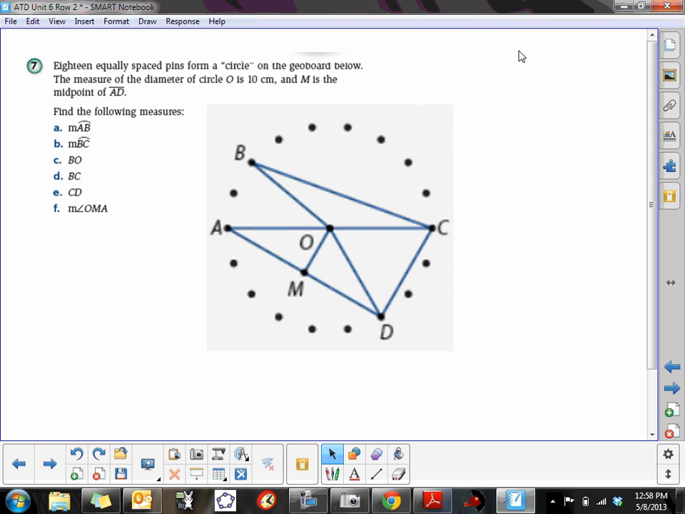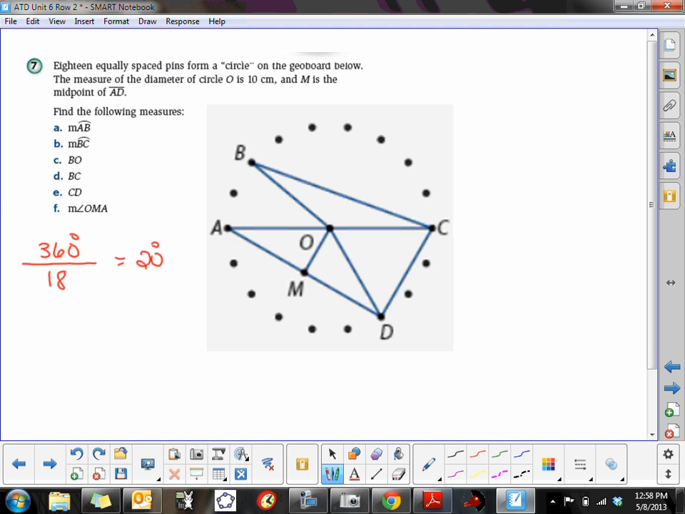Okay, I'm going to think through problem number 17. It says we have 18 equally spaced pins that form a circle on the geoboard below. The measure of the diameter of the circle O is 10 centimeters and M is the midpoint of AD. First, since it's a circle, there are 360 degrees in a circle, and because there are 18 equally spaced pins, I'm going to divide by 18, and it tells me that there's 20 degrees of angular measurement between one pin and the next.